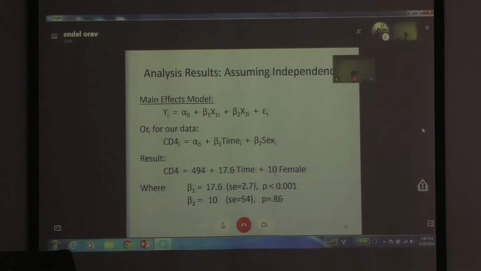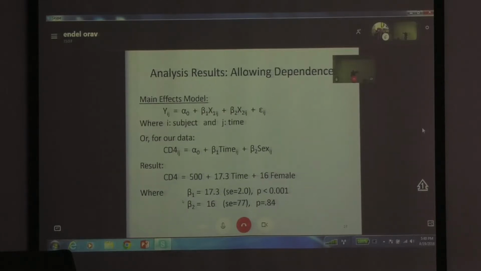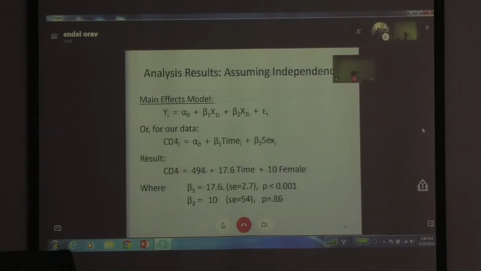And the difference between men and women is 10. It's a small difference, which is why it wasn't visible on the graph. It has a standard error of 54 and is non-significant. And so men and women essentially have parallel patterns according to this model. Both have an increasing CD4 count of 17.6 over time.